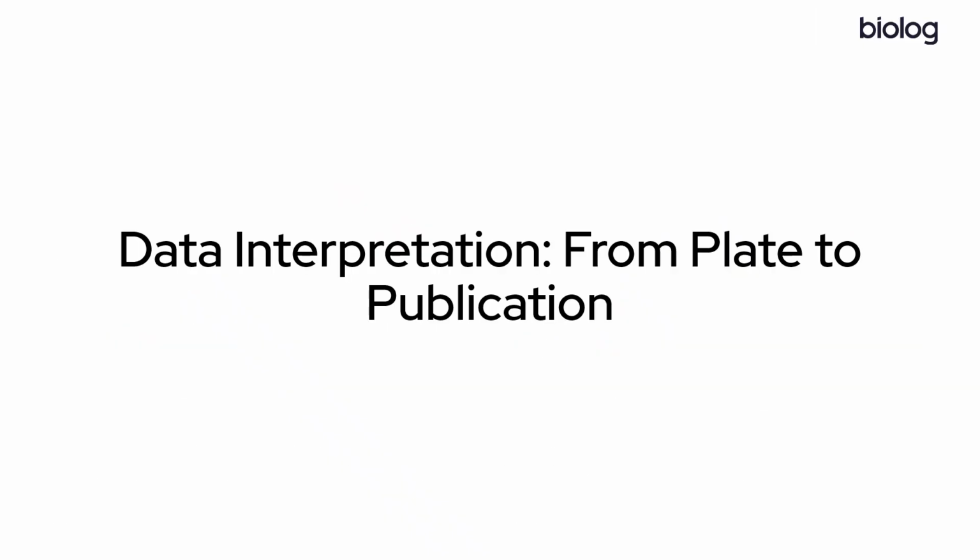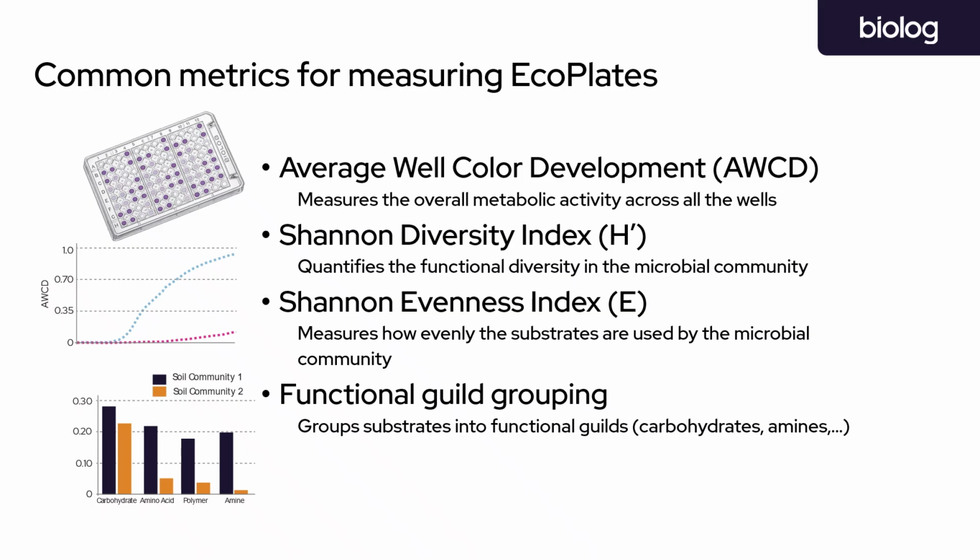Now, once your experiment is complete, the next step is converting these plate readings into interpretable ecological metrics, right? So this is my recommendation. Always think about the ecology of these samples, right? And so some of the most commonly used metrics include average well color development, and this is the metric that we discussed earlier that was developed for soils, but it measures the overall metabolic activity across the wells. And so it's a really nice metric.